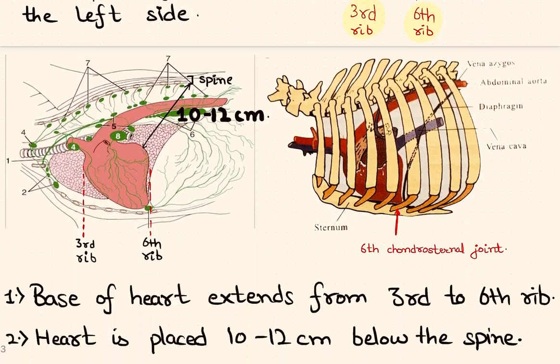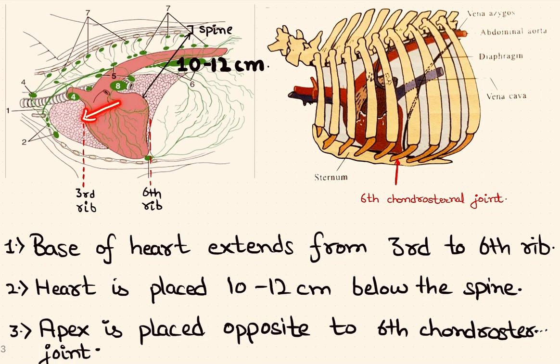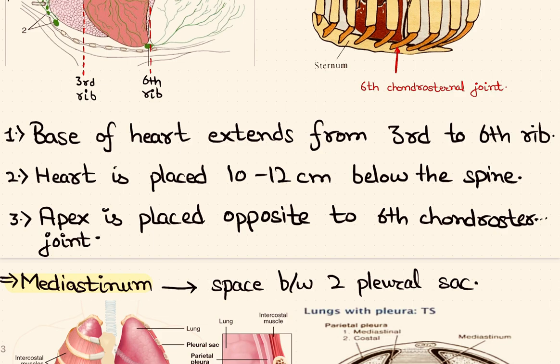Moreover, how can we exactly locate where the heart is present? See, this particular thing is the base of the heart, and this is the apex of the heart. Or in other words, the dorsal part of the heart is the base, and the ventral part is the apex, which is triangular in shape.